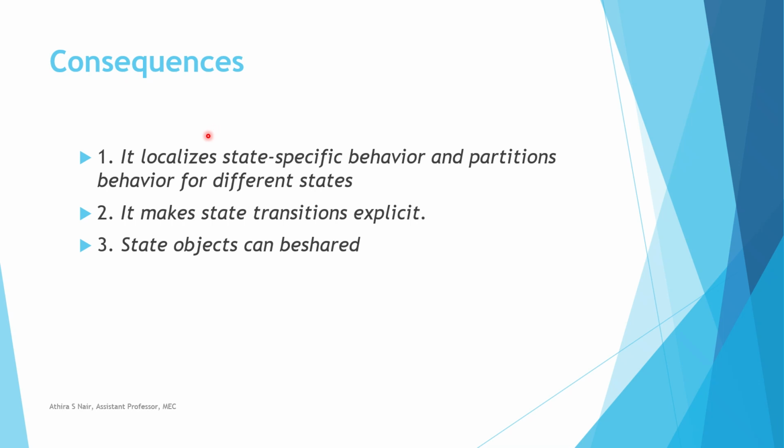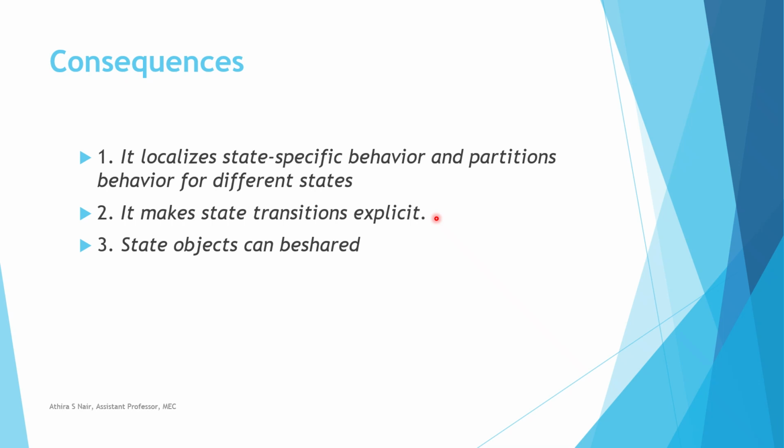So the state pattern has these consequences. It localizes state-specific behavior and partitions behavior for different states. That is, the state pattern puts all behavior associated with a particular state into one object. And because all state-specific code stays in a state subclass, new states and transitions can be added easily by defining new subclasses. And it makes state transitions explicit.